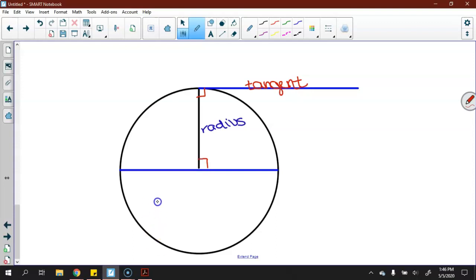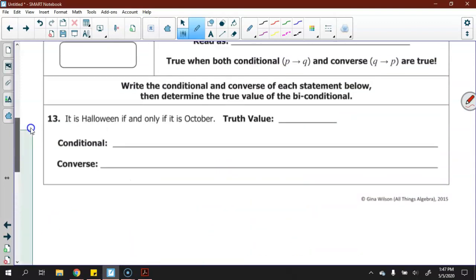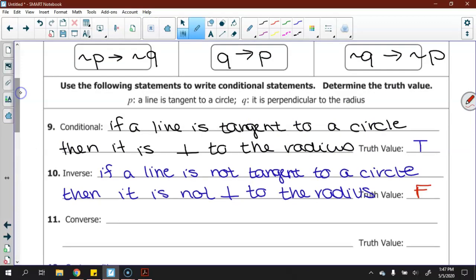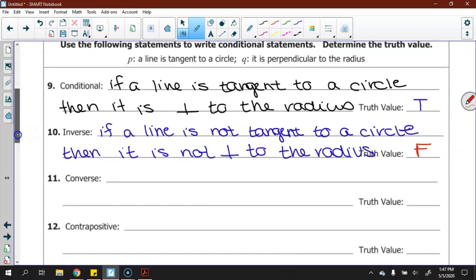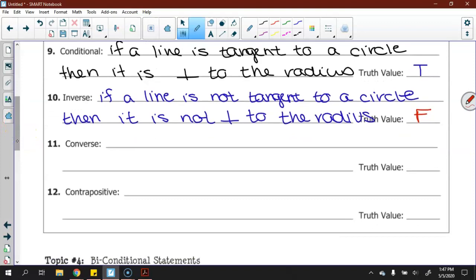Okay. And this would be the diameter. Wait, so it's perpendicular to the radius, but not the tangent. Is that what you said? Right. I'm saying it's still perpendicular, but it's not a tangent line. All right. So because it doesn't fit both of those criteria, it's going to be false. Right. So I think we've already got that filled in with false.